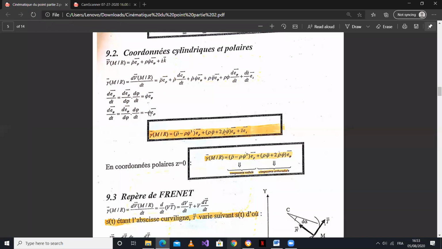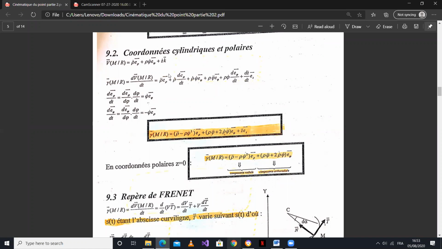This expression here, minus phi point. So not E phi, but E rho. Minus phi point E rho. So la dérivée de E phi par rapport au temps, c'est minus phi point E rho. So when you come here, you write minus phi point. So you have minus phi point carré because you have phi point and phi point there. So the phi point will be squared suivant E rho.